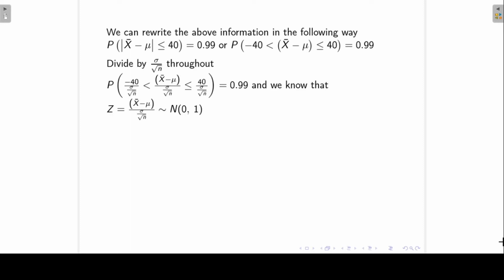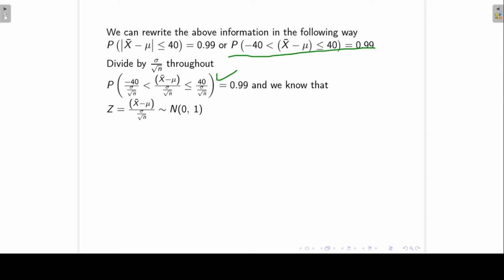Now we can divide by the standard error throughout. So if we take this expression here and we divide by the standard error throughout, then we get this expression. And we also know from the sampling distribution of the sample mean that if we standardize x bar, then it follows the standard normal distribution.